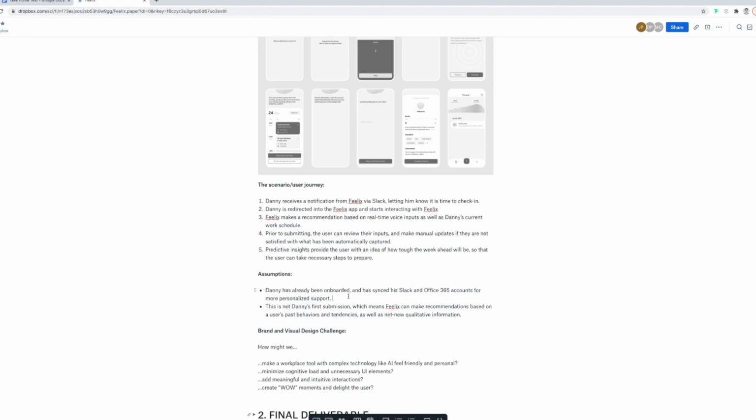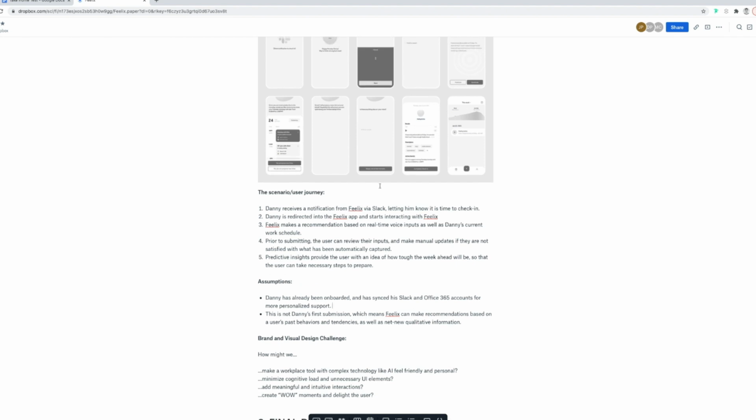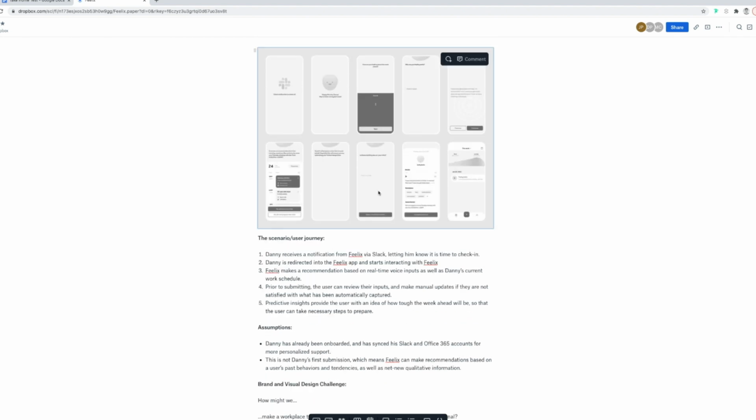Like we're assuming Danny's already been onboarded. He's synced his Slack and Office 365 accounts for more personalized support from Felix. And also we're assuming that this is not his first time submitting with Felix, because Felix has the ability now to not only look at what you're telling him in real time, but also assess your past check-ins and your past behaviors to make a solid recommendation. So there's the AI machine learning angle of this.